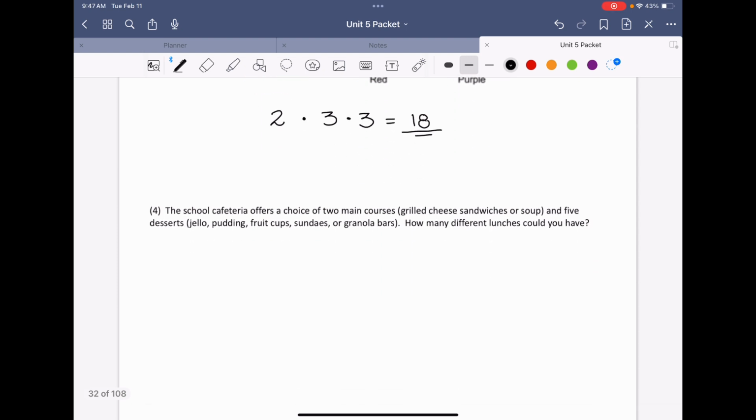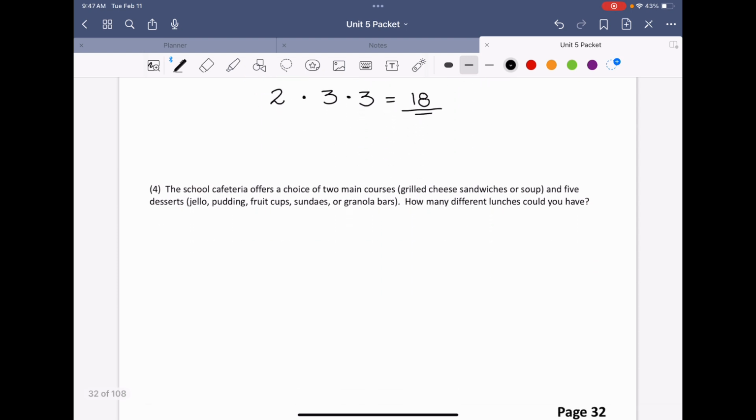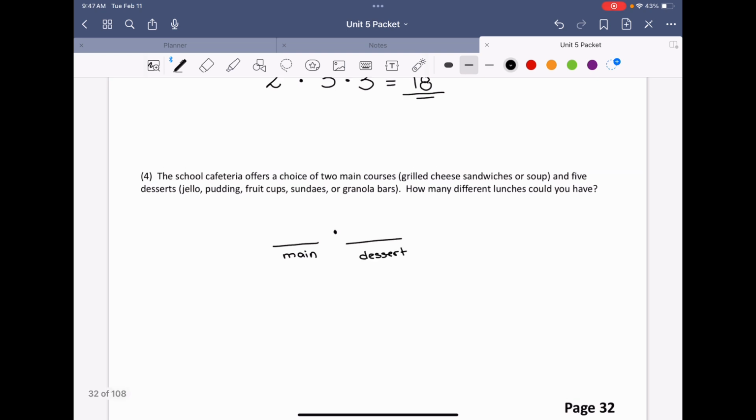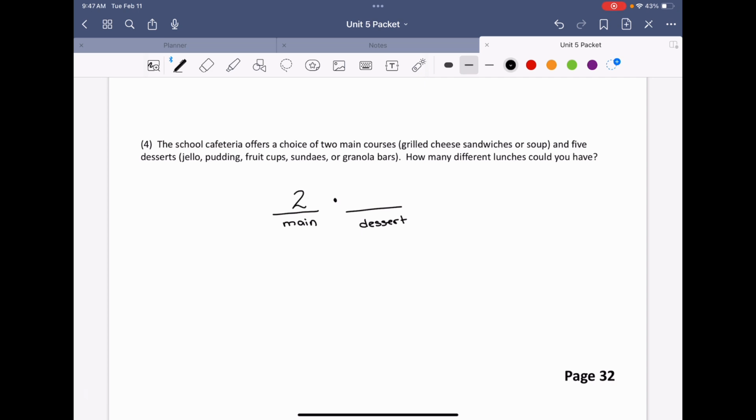Number 4, the school cafeteria offers a choice of 2 main courses, grilled cheese sandwiches or soup, and 5 desserts, Jell-O, pudding, fruit cup sundaes, or granola bars. How many different lunches could you have? So in total, they just want us to find out how many outcomes. So I'm going to have you find that. So please pause the video, unpause, and check your work. So we've got our main course times our dessert. So 2 times 5. So a total of 10 different lunches you could make.